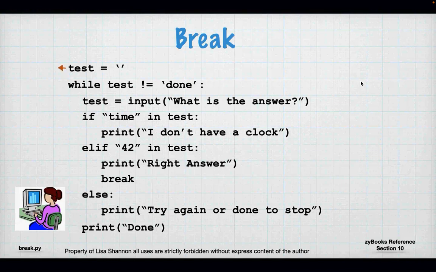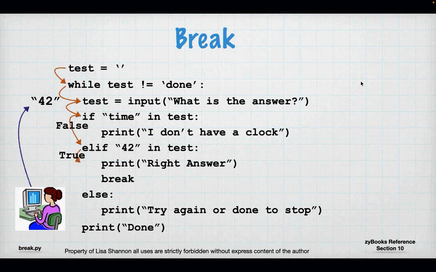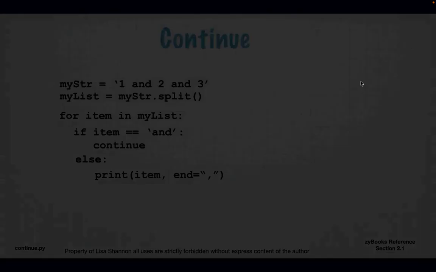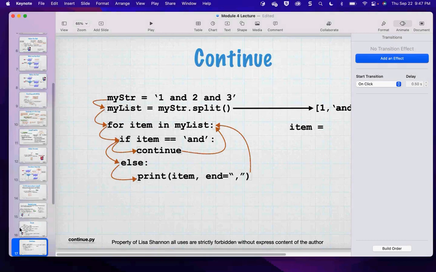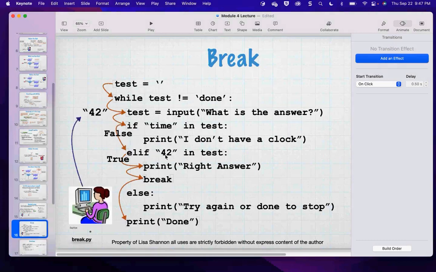So I just have a variable test. I have a while loop. While it's not done, I'm going to input 42. And I'm going to say, if time in test, then you don't have a clock. And the word time was not in the variable test. And then if 42 in test, print right answer and break. Else, and I don't need to do that because it's done. So that is how you do a break.